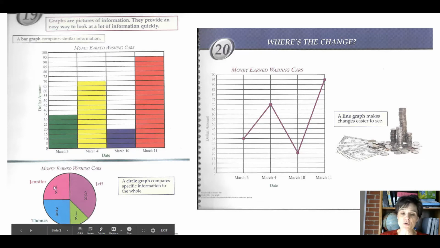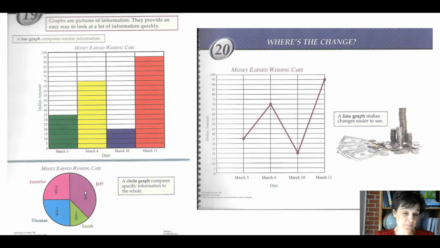So Jennifer earned 2/8. Thomas earned 2/8 because 2/8 and 2/8 would equal half. And then Jeff earned 3/8, and this other guy, I can't see his name here, earned 1/8. So when you add all of these up, if you were to add 2/8, 2/8, 1/8, and 3/8 all up, you're going to get 8/8 because 8/8 equals 1 whole. So the information that's in a circle graph must equal 100% or 1 whole.